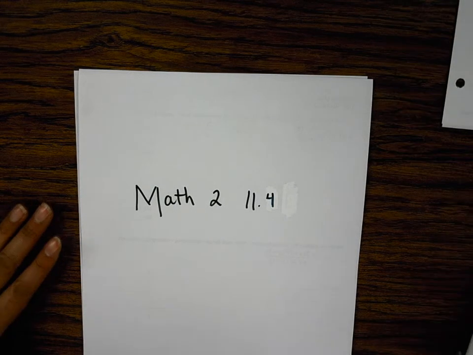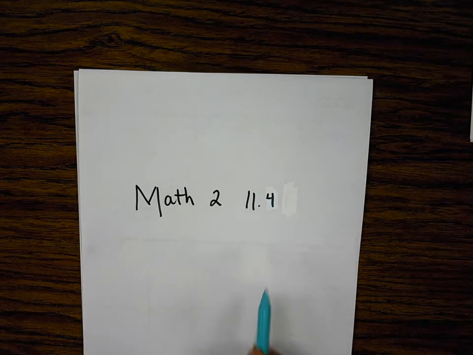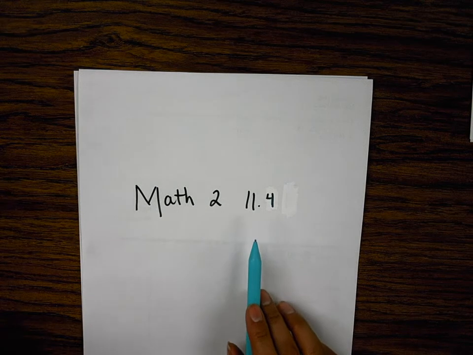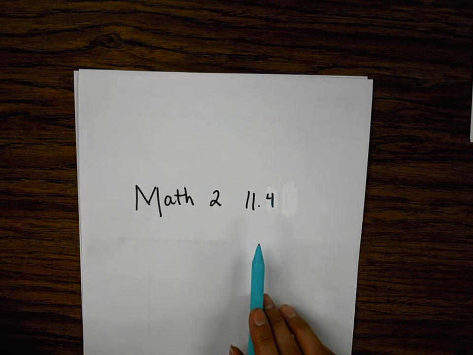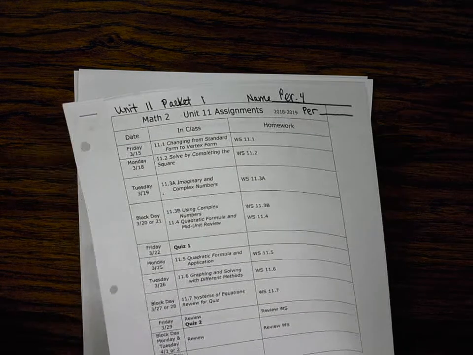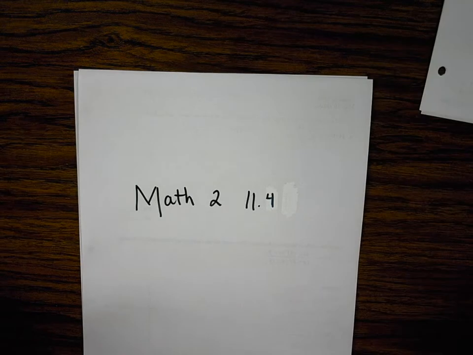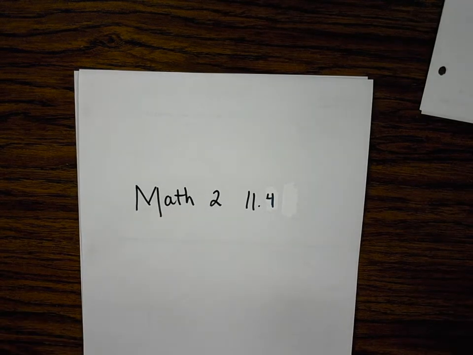This is Math 2, Unit 11, Lesson 4. You should have out your notebooks, your packet as well, and your calculators. So notebooks, packets, calculators. Okay, let's go ahead and get started.